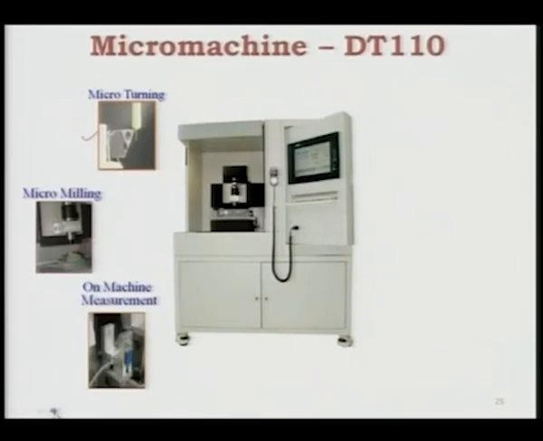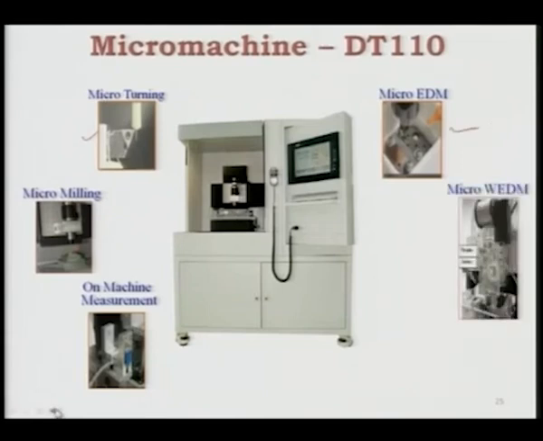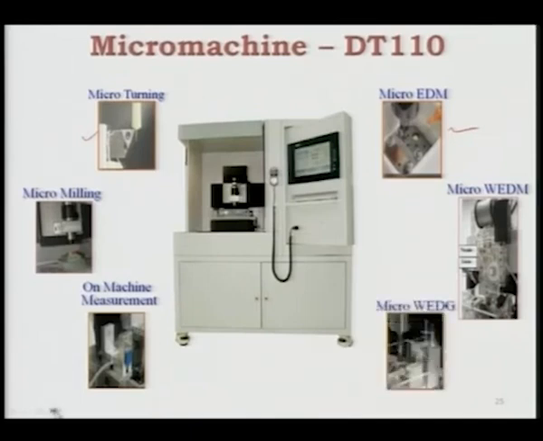Here on machine measurement can be done. Then you can see micro EDM process being performed over there. Here you can do the micro wire EDM process, and the wire is running around, and that is cutting the workpiece into the desired shape. And then micro wire EDG, electric discharge grinding operation, is shown over there.